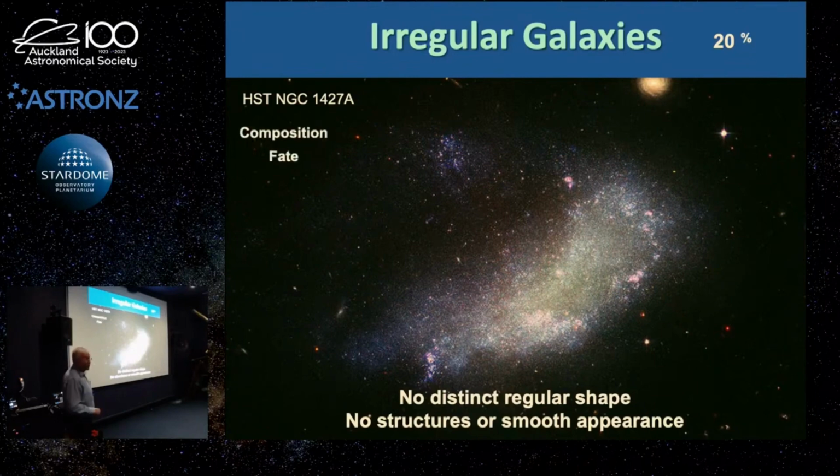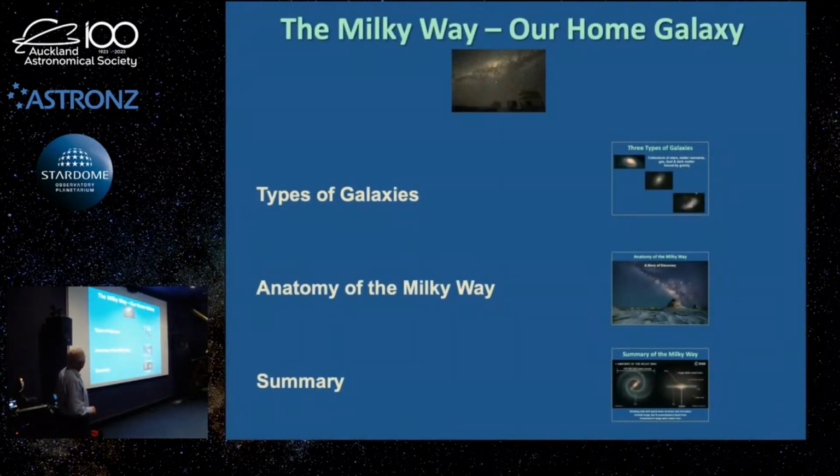Their composition is usually a mixture of young and old stars, and their fate is that they tend to end up as satellite galaxies of much larger galaxies, and they eventually merge in with those larger galaxies because gravity is just, they're small and they're next to something much bigger, and they tend to just get eventually merged in and cannibalized by larger galaxies. So those are your three types of galaxies.